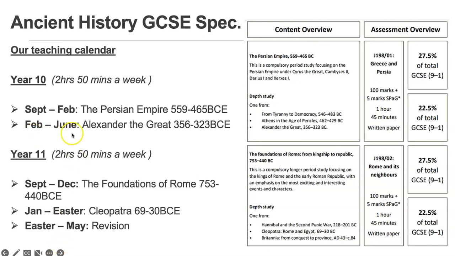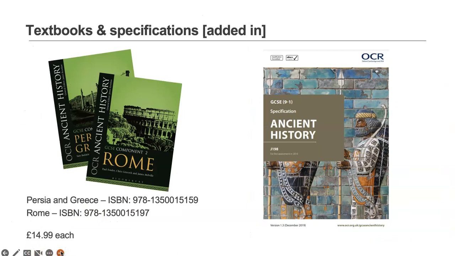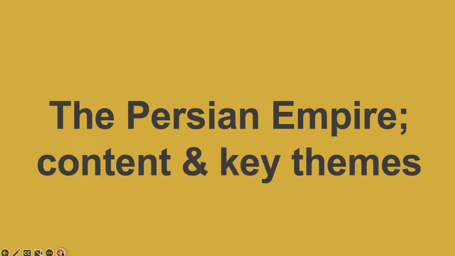From February to June, when you're in year 10, we're going to be doing Alexander the Great. And in year 11, from September to December, we're going to be doing the foundations of Rome. And from January to Easter, Cleopatra. And then we're going to have some time for revision. The books that we recommend the students to get are the OCR books, endorsed by the OCR exam board: Persia, Greece and Rome. They're going to be very, very useful for them to use.